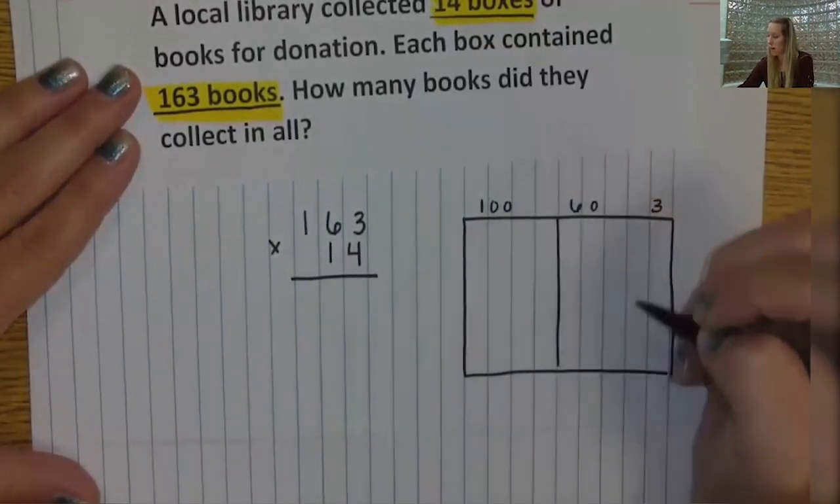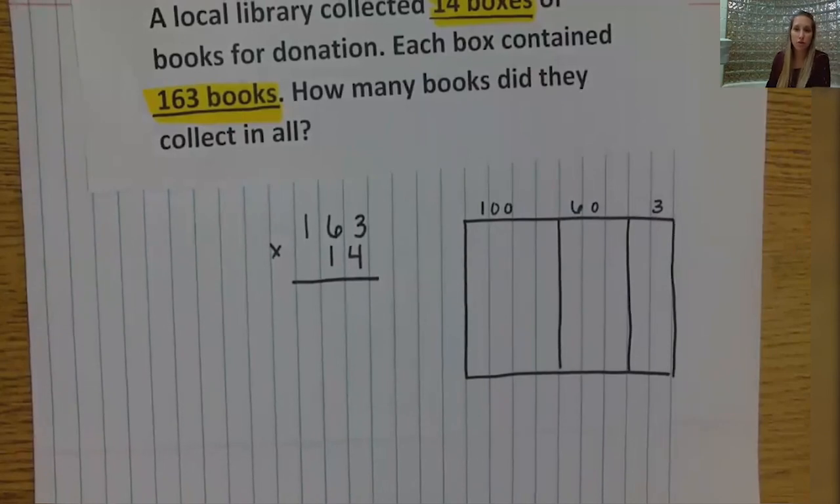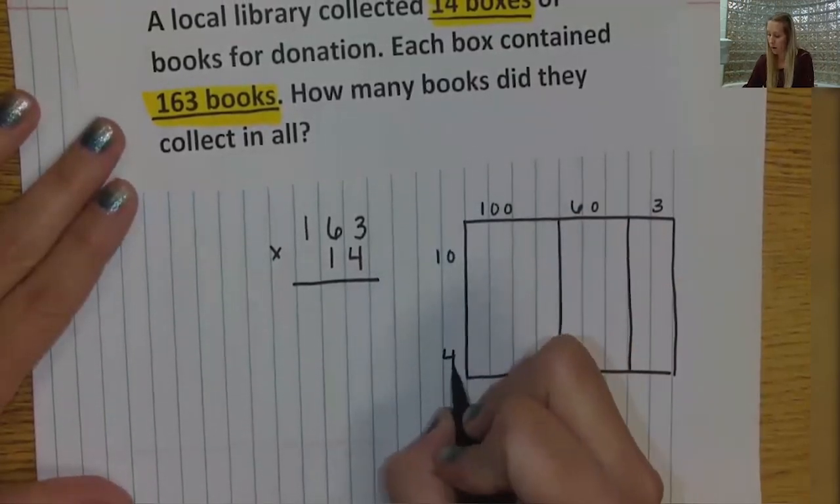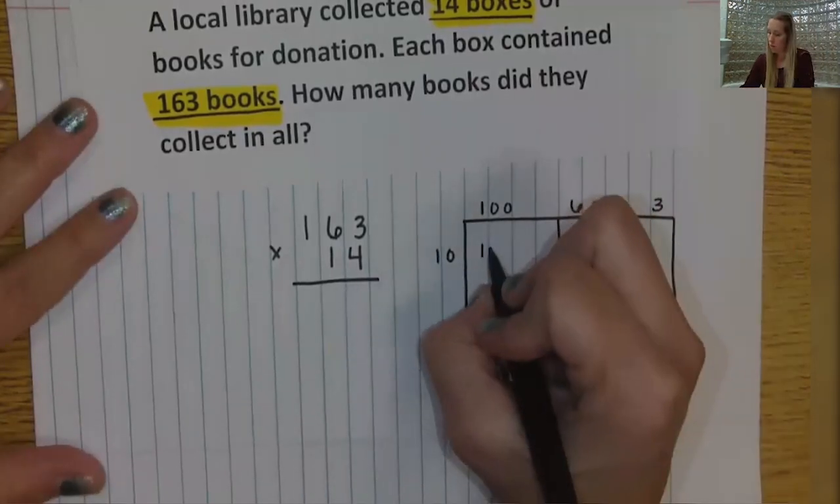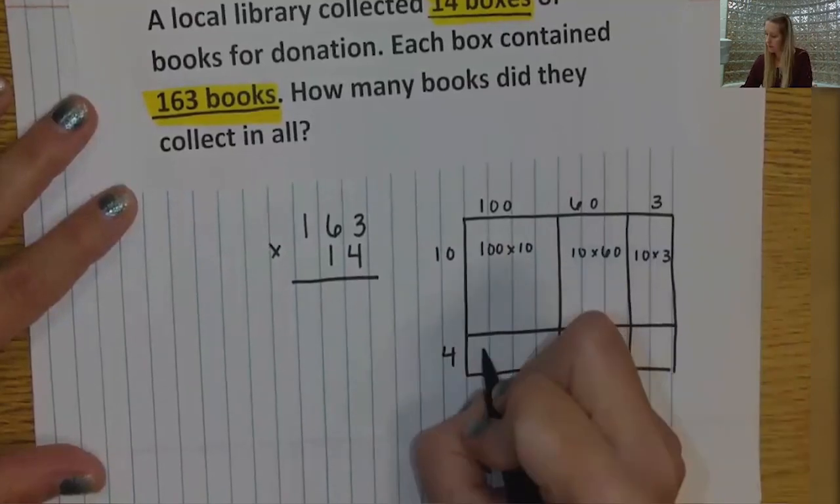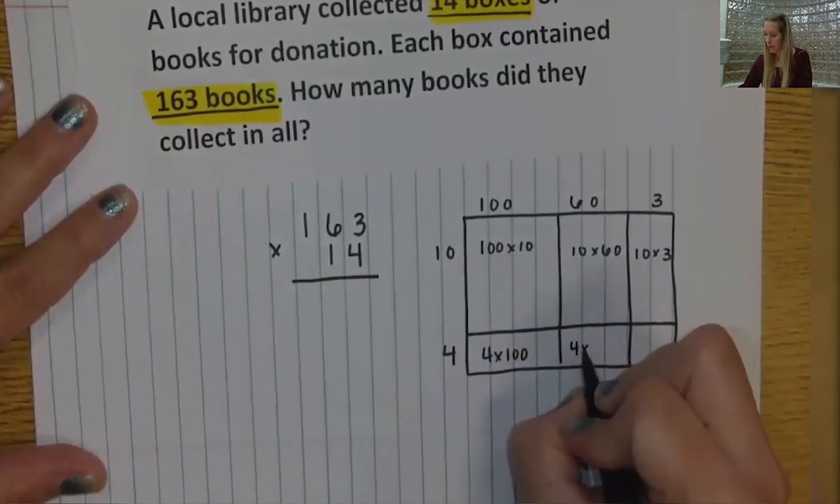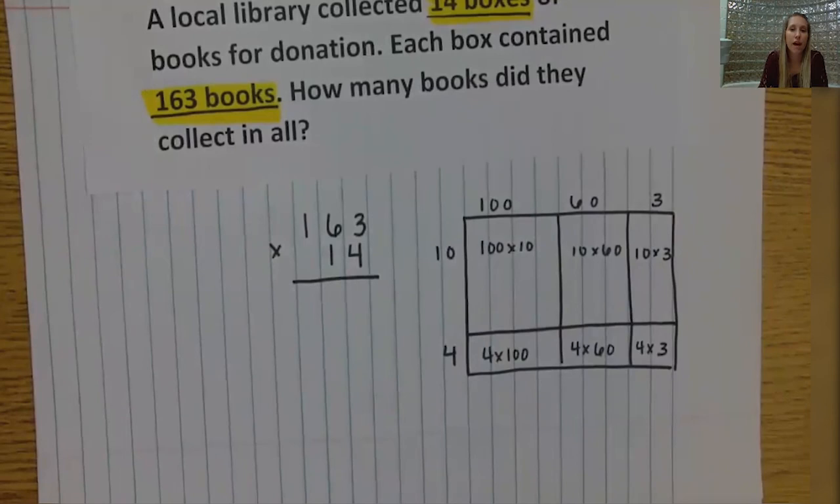I know their values because of where their place values are. What about our other factor? Can we decompose 14 into its values? Yes, we can break it up into 10 and 4. Great work. Now, what can we do inside of each of these boxes to find all our partial products? That's right, we can multiply 100 times 10, 10 times 60, 10 times 3, 4 times 100, 4 times 60, and 4 times 3. I'm going to give you a moment. See if you can find all the partial products inside of our area model.